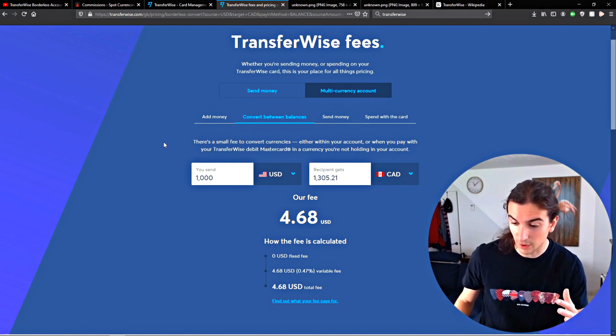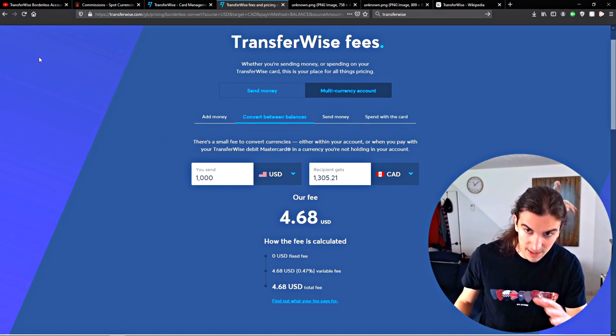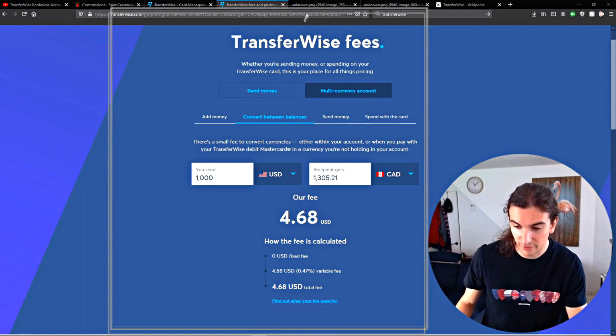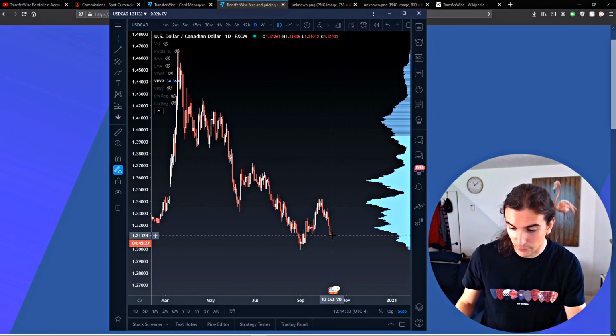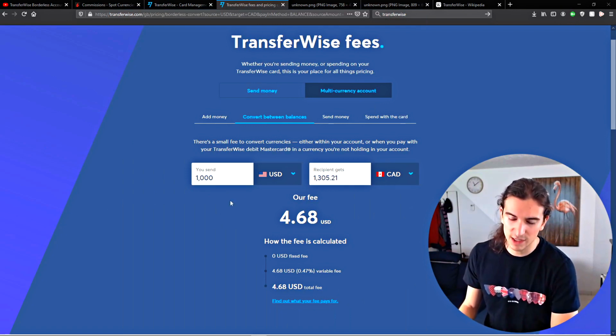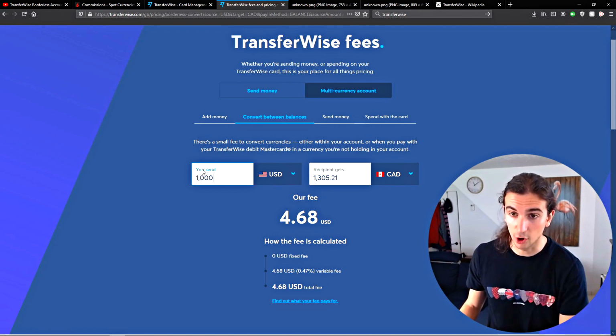You don't have to believe me on this, but the rate that TransferWise gives you is exactly the same as the mid-market currency exchange rate right now. So type it in on Google, or you can look at a very popular Forex platform like FXCM or Oanda, and they'll give you the approximate mid-market rate. In this case, it's 1.31 and 100 pips. Basically, TransferWise is always going to be giving you that mid-market rate. So they're not making money on an arbitrary rate.